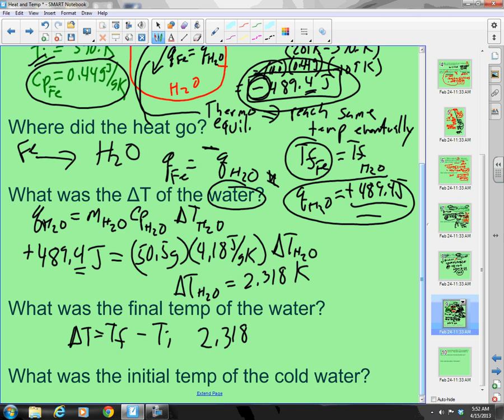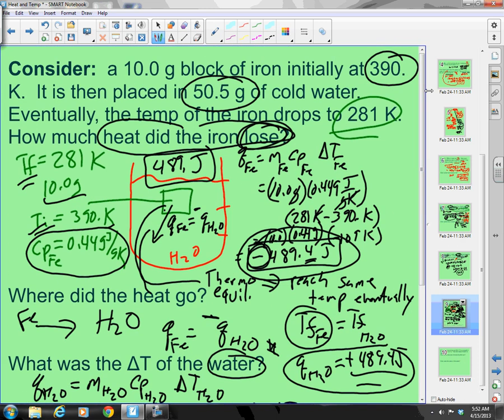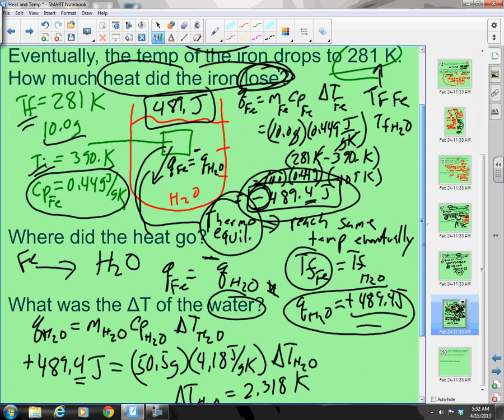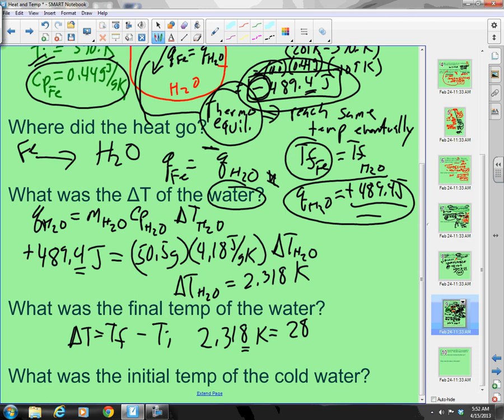2.318 Kelvin is equal to, and what's my initial? The temp drops 2. It says the temperature of the iron drops to... oh, so that means what? This is my final TF, that's my final of my iron. But what did we say about thermal equilibrium? That's also my TF for my H2O. So both of them ended up at 281. So that means this is 281 K minus TI. So what is TI? Let's see if I can do this right this time.